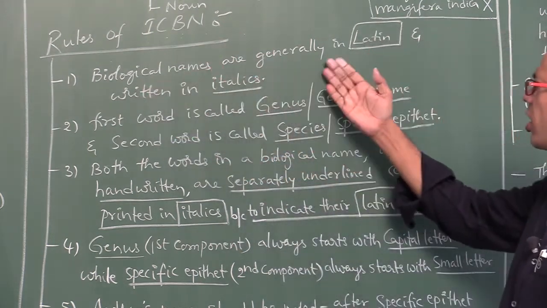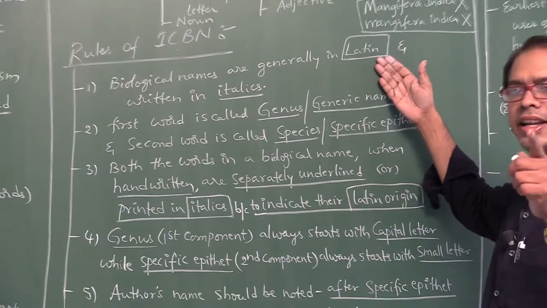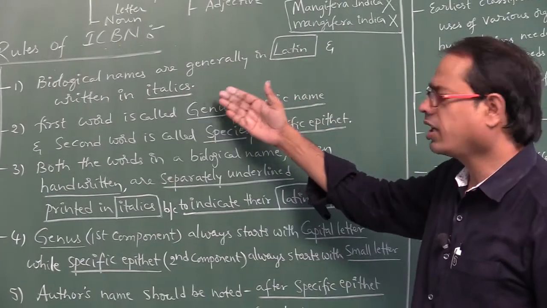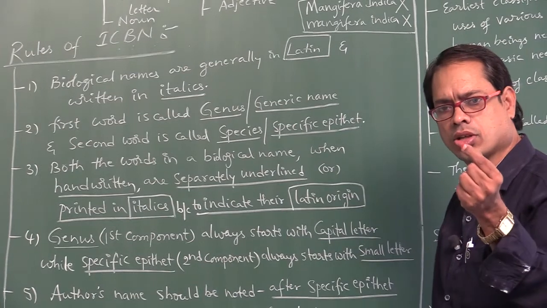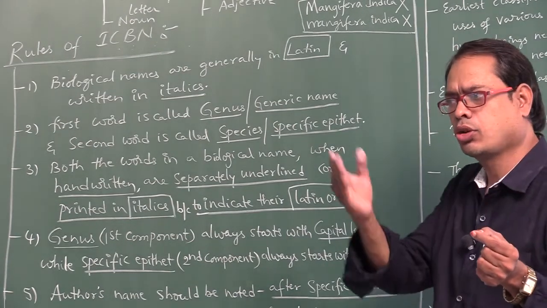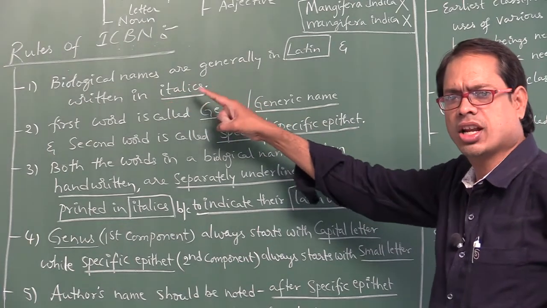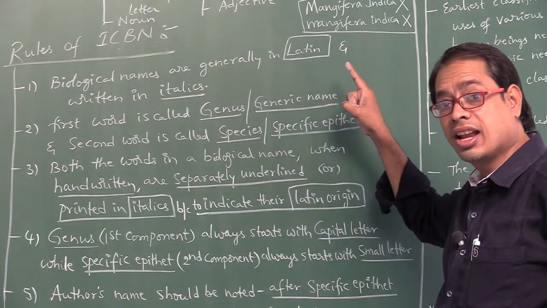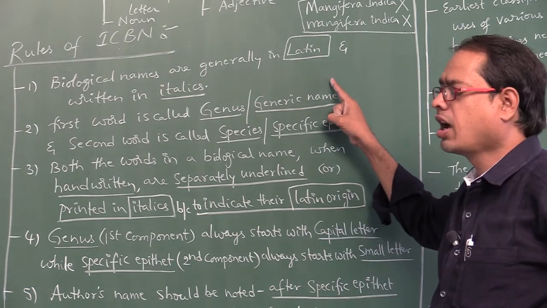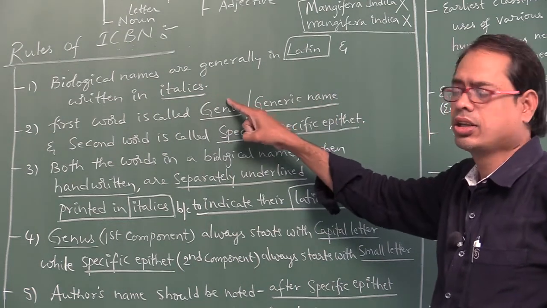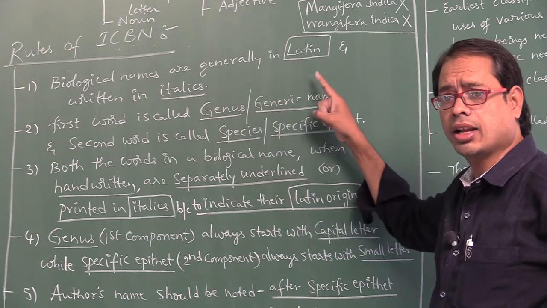Biological names are generally in which language? Latin language, and they are written in italics. Italics means slightly smaller size and in a slanting position. So biological names or scientific names are generally in Latin language, and they should be written in italics. Biological names are generally in Greek language: false.